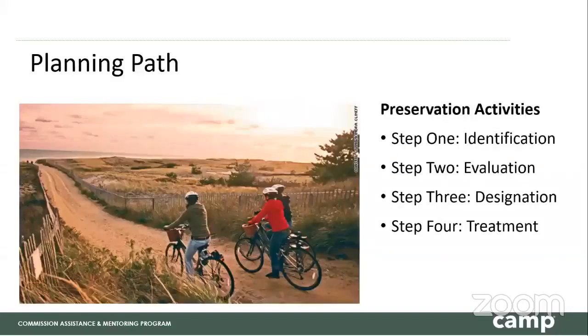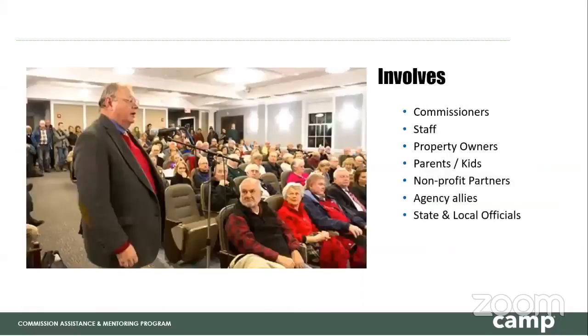So the path to get a preservation plan is: identify what's important, evaluate the significance of them in terms of a hierarchy, and designate at the different levels that are available to you in your community. If you don't have a local preservation ordinance, perhaps you go to a National Register designation, and then how do you treat those properties after they're designated? And again, it's important to get all constituents involved in this.